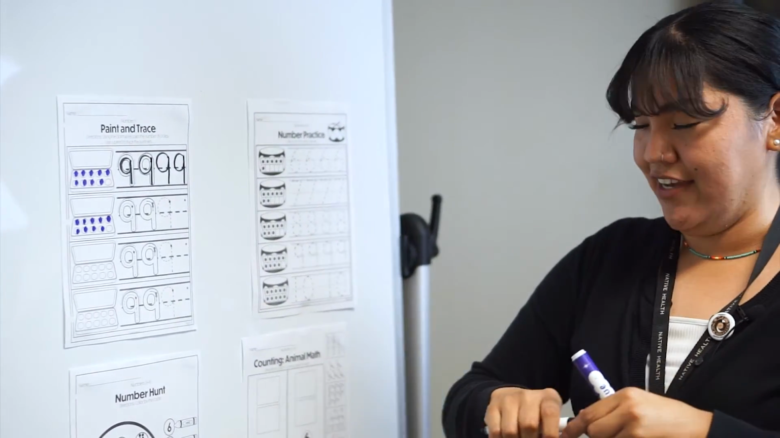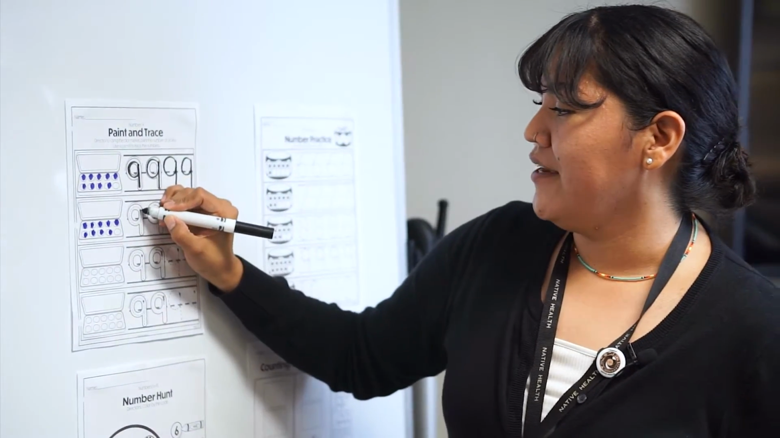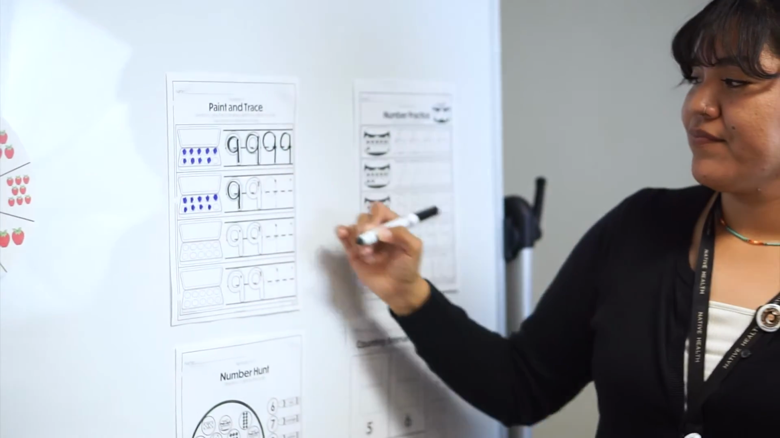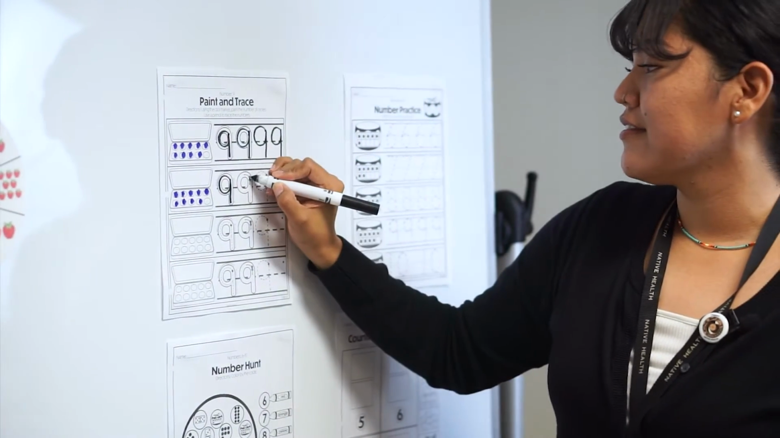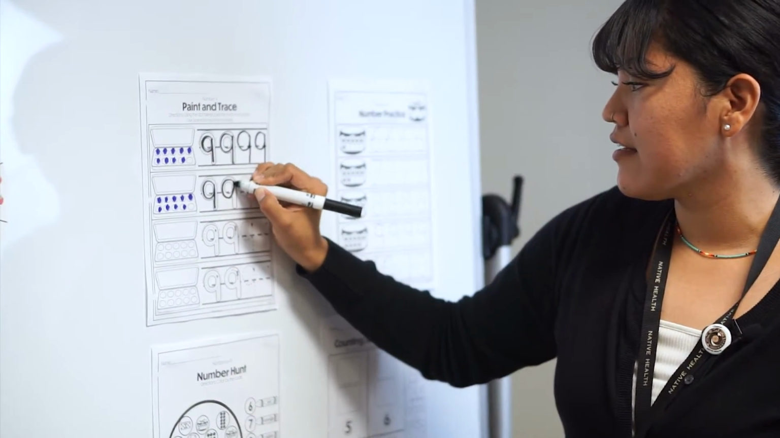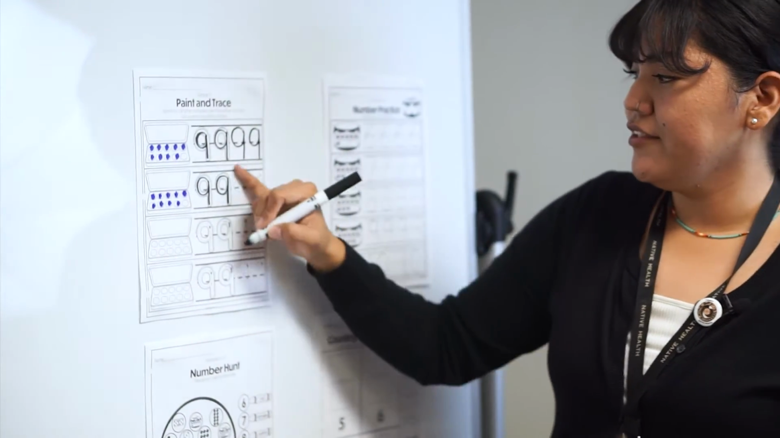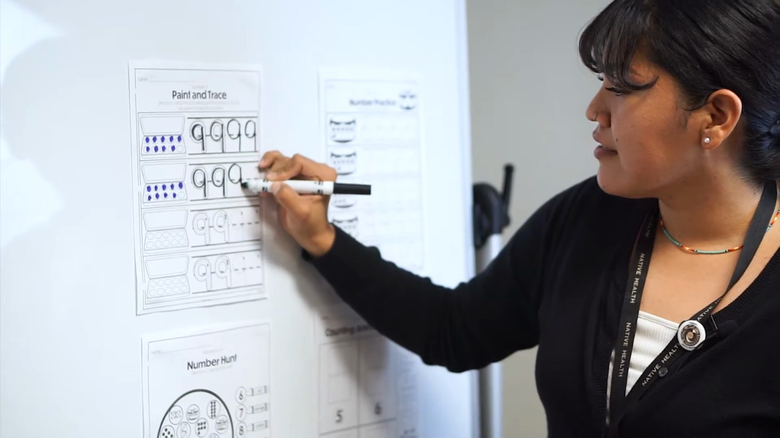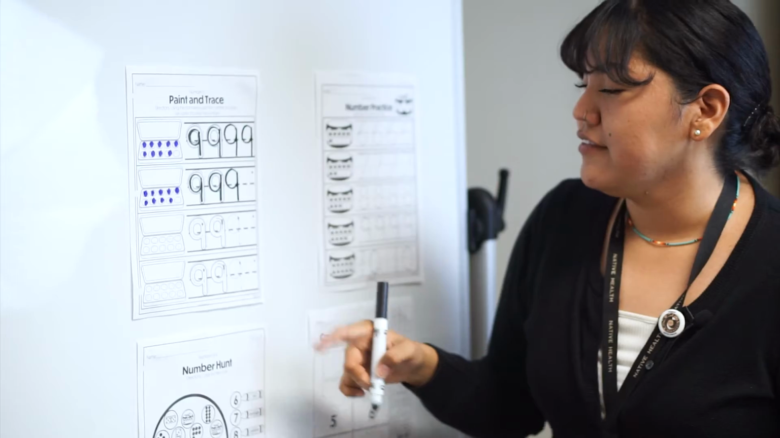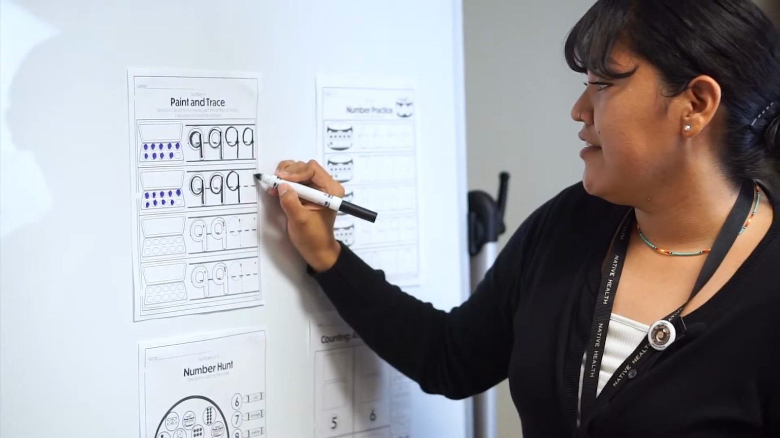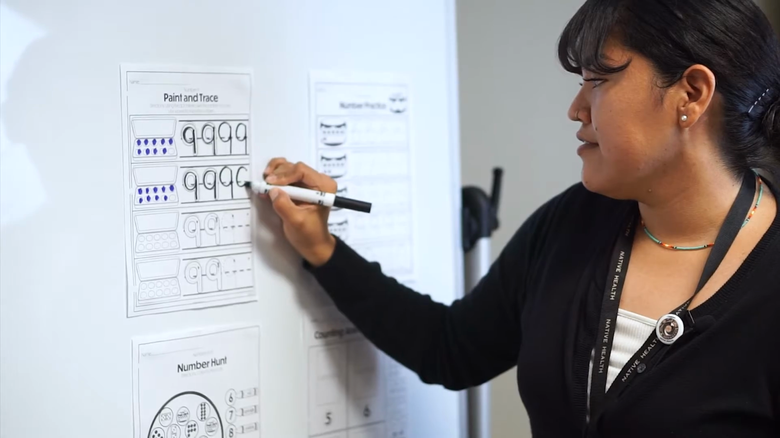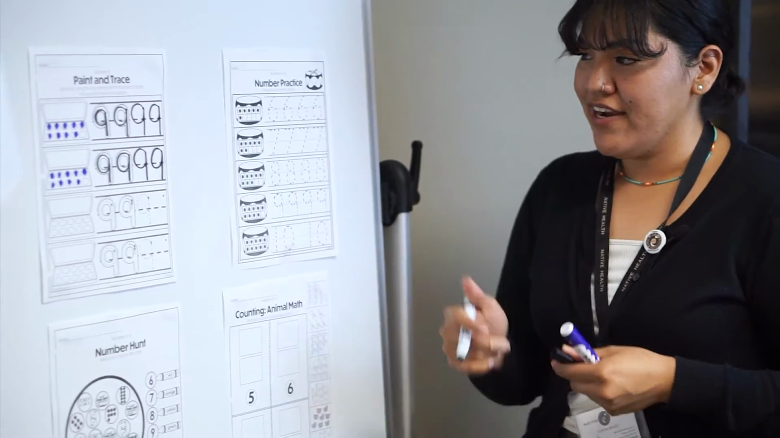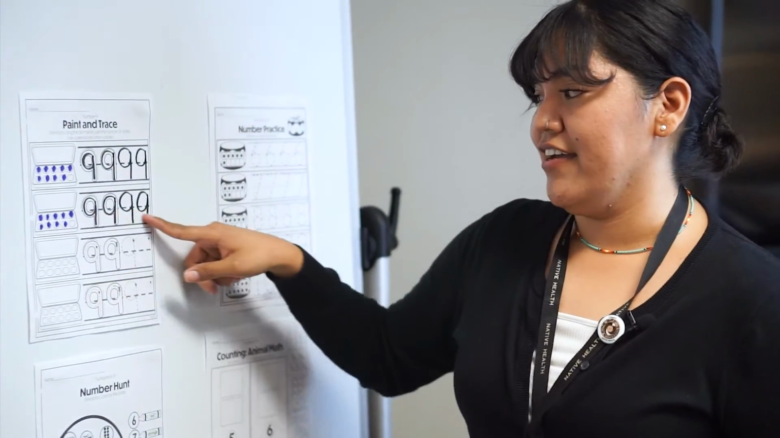Let's trace this 9 again. All right, we're going to start at the top, make a loop and go down. Let's do this one. Down, do the dotted lines one, straight down. All right, let's do the last one. Start at the black dot, make a little circle, go up, and then go down. All right, and that's how you trace a 9.